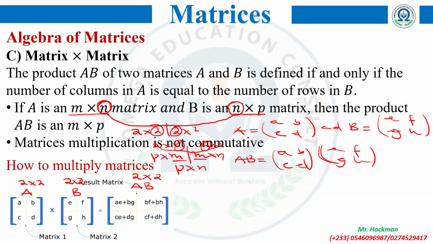Now this is what we are going to do. You know the order, but how do I get the entries? Unlike the addition, remember, if you were adding, you add corresponding entries. You subtract corresponding entries. But here, you don't multiply corresponding entries. So you cannot say that the product of A and B will be A times E, B times F, C times G, then D times H. When it comes to multiplication, your result will not be the product of the corresponding entries. Do you get my point?